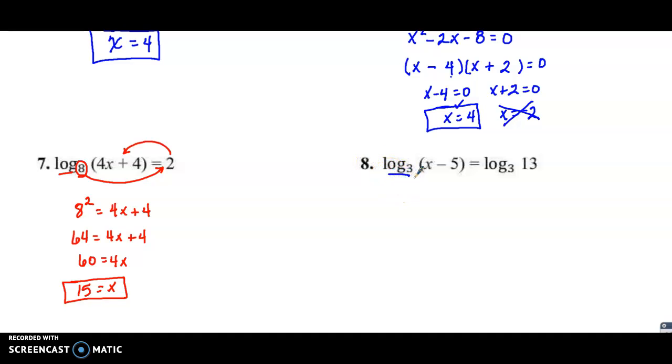Log base 3 is equal to log base 3. Since they're the same, we know this stuff will be equal to this stuff. So x minus 5 is equal to 13. When I move my 5 over, x is equal to 18. Double check it. 18 minus 5 gives me 13. That's a good number. And there's my value.